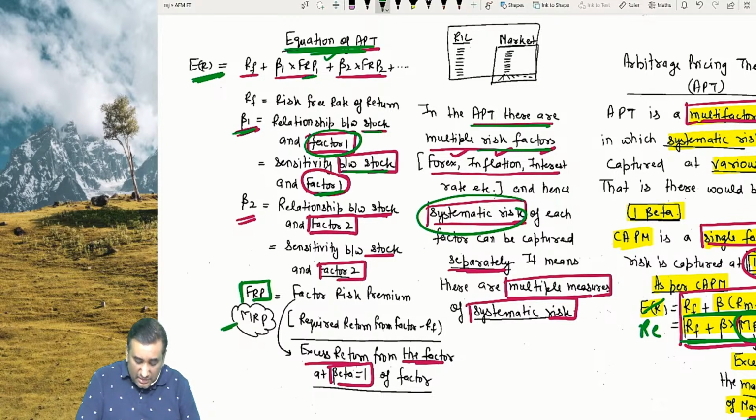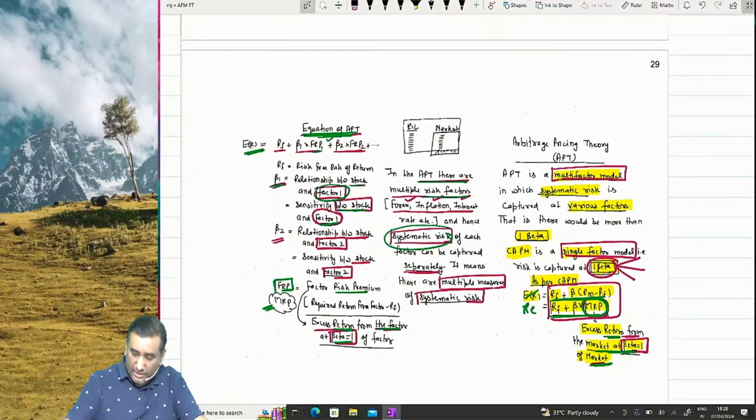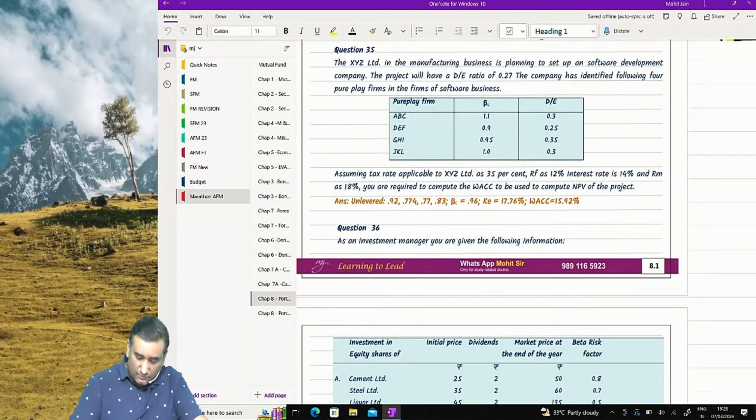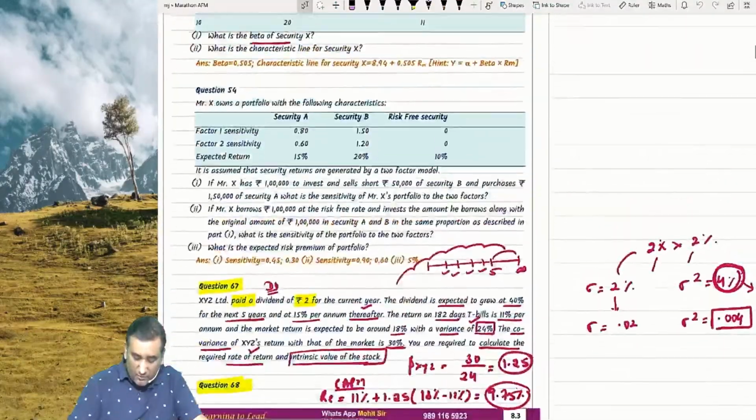FRP, how do I read it, sir? The way I read MRP, exactly the same way I read it. We read it as factor risk premium, that is excess return from the factor at beta equal to 1. If the beta of the factor is equal to 1, I am getting excess return. If I am having a beta more than 1, automatically my return expectation would be more. That is exactly what it means. That is how we arrive at the numbers. Now let's look at the question we have, 54. Let's try to look at the 54 we have based on this. This is important from the exam point of view.